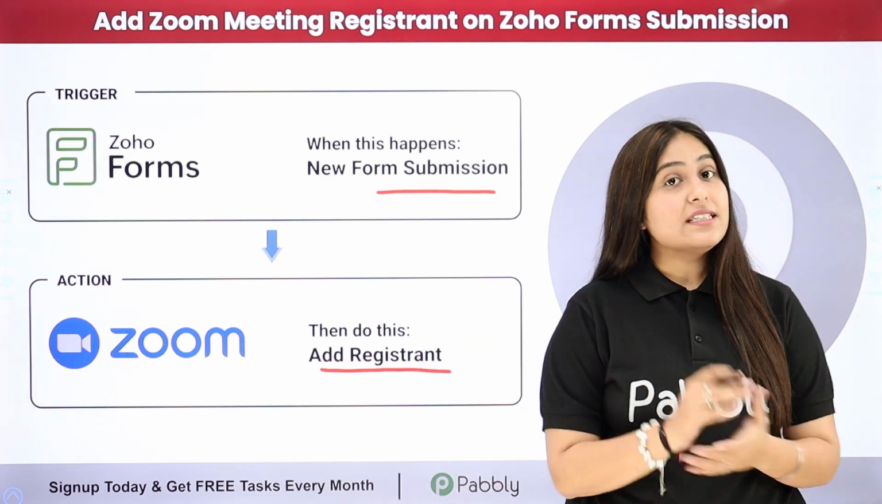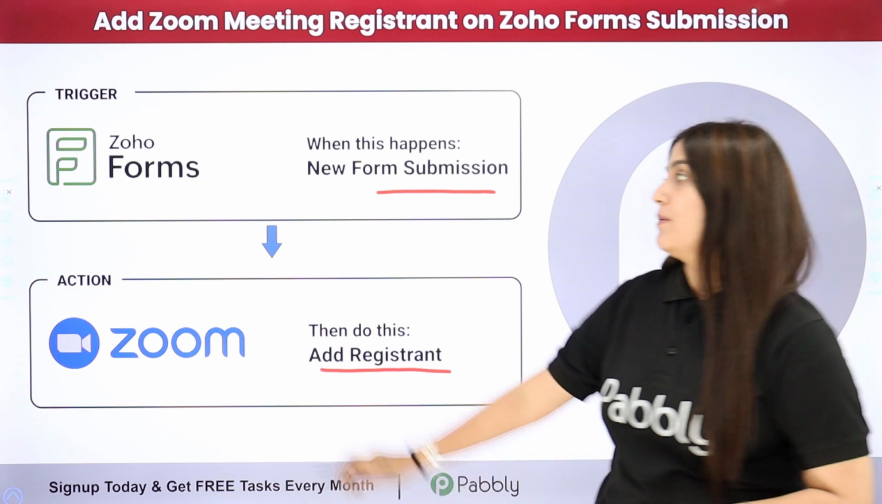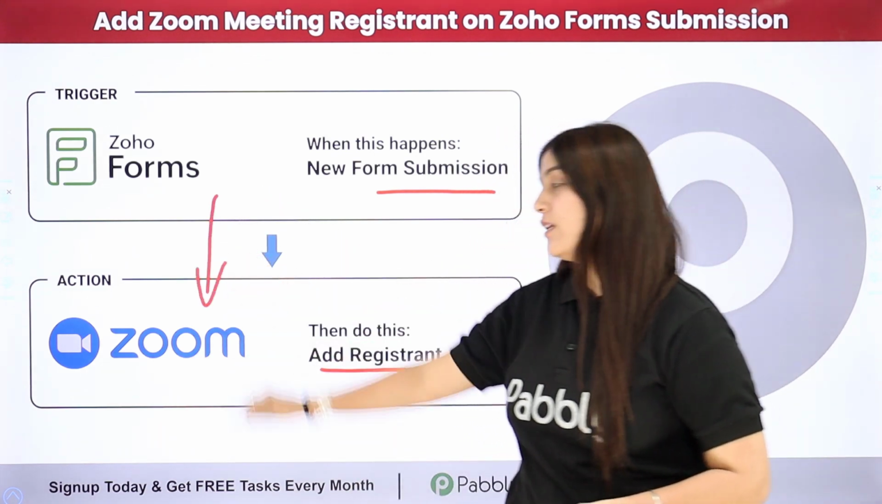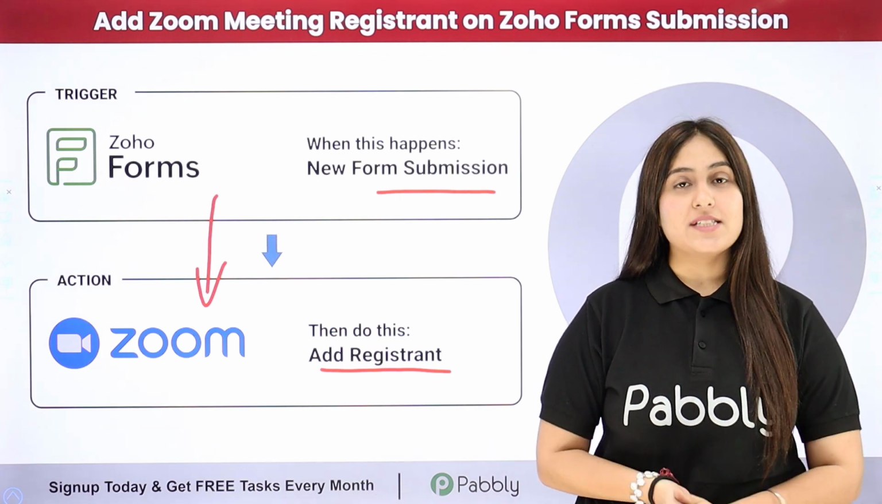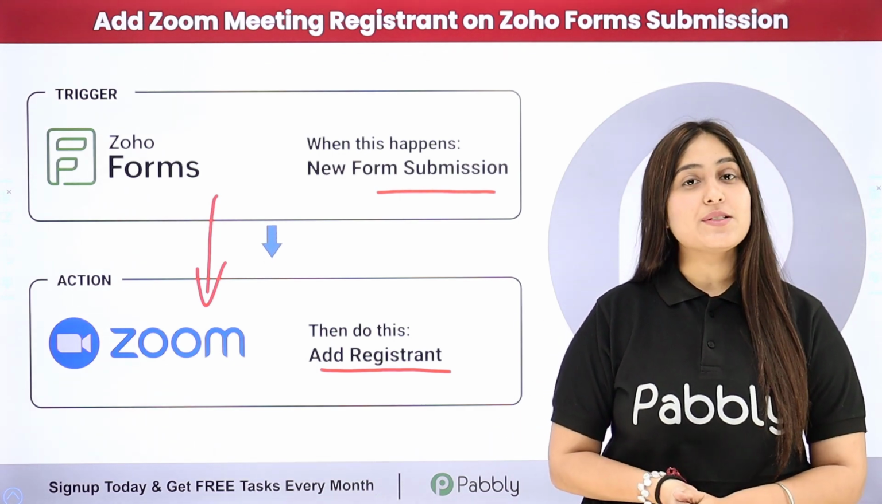To automate this entire process, I need to connect my Zoho Forms with my Zoom using an automation software named Pabbly Connect. So to learn this process step by step, let me take you to my screen.